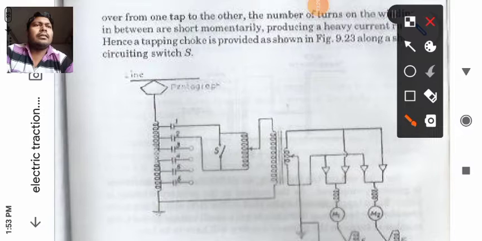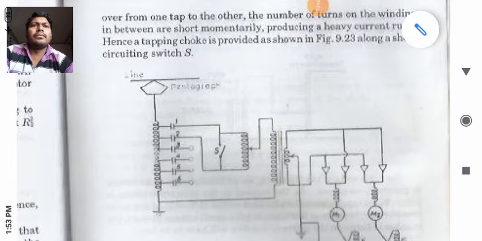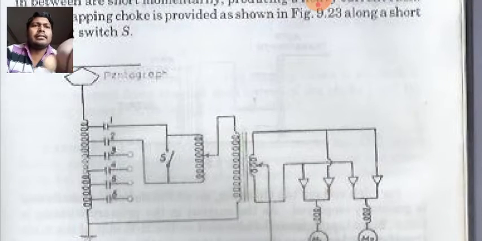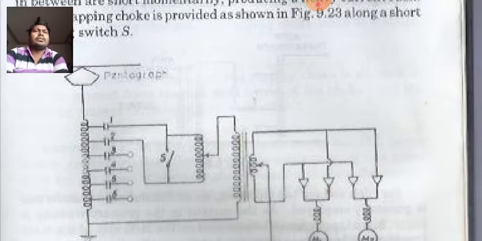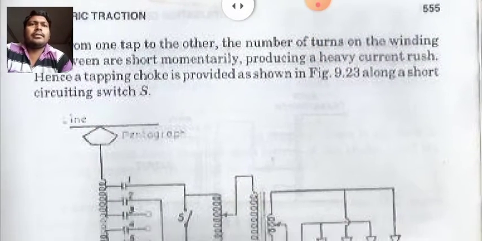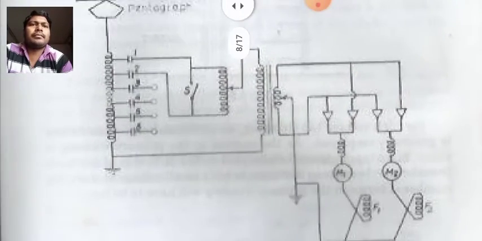which will make sure that there is no sparking or heavy current flowing through them. So there is an arrangement of this switch S which controls the heavy sparks. So this S is there, as you can see from the diagram.